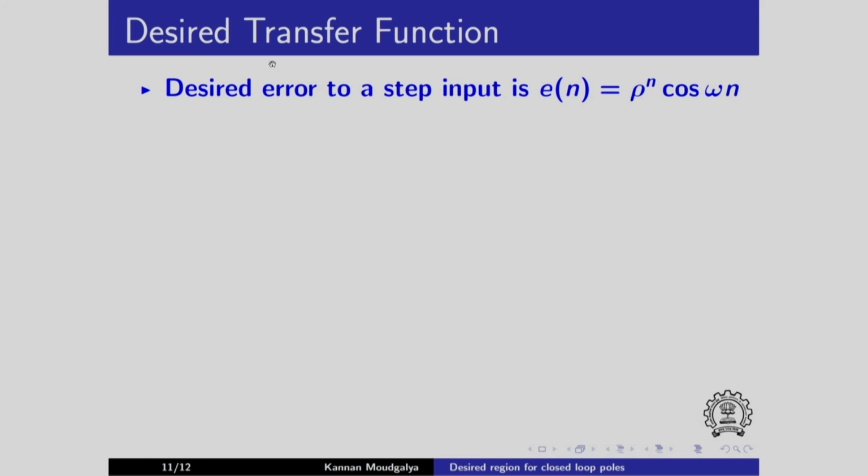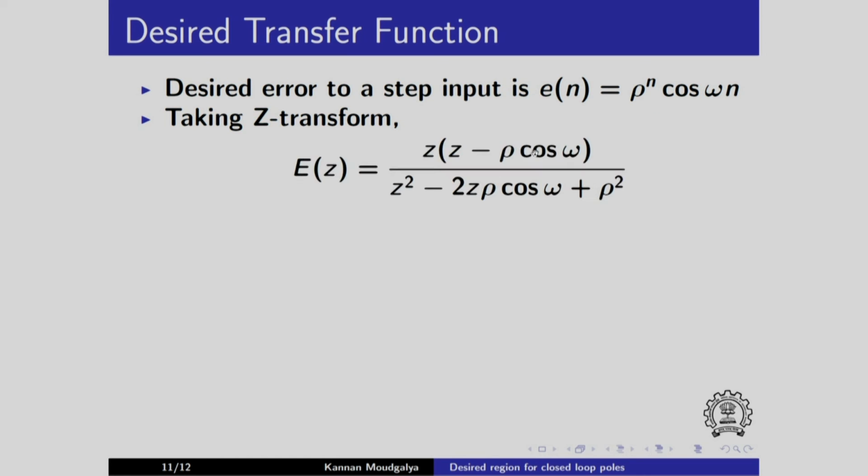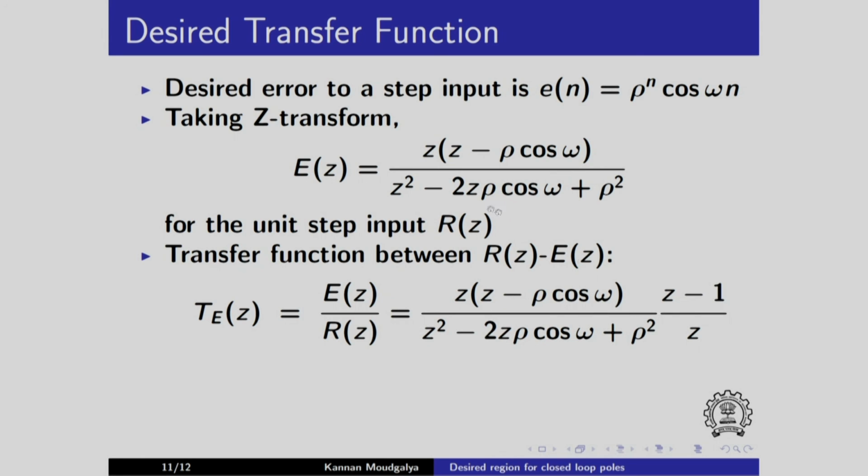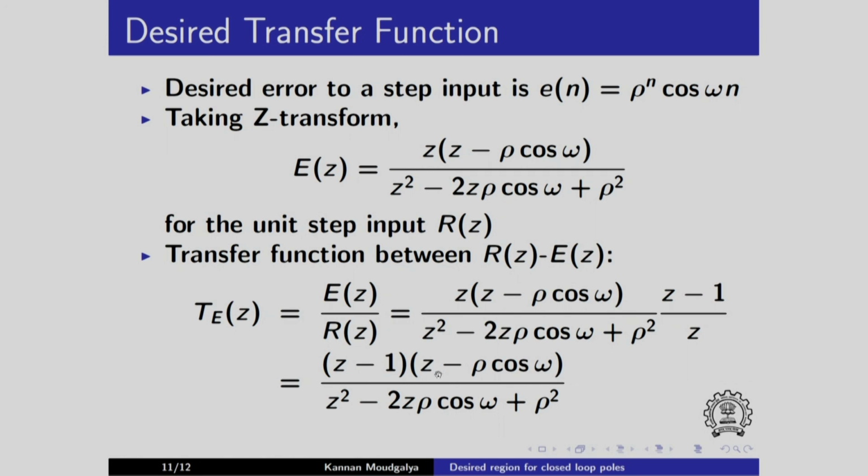Now let us arrive at the desired transfer function that satisfies this error model. When I take Z transform, I get this expression. I would encourage you to take the Z transform and verify that you indeed get this term on the right hand side. Now this is for the unit step input R of Z. So the transfer function between R and E is given by capital E by capital R, which becomes this after substituting for E and R as unit step. Now this Z and Z will cancel, I get this expression.